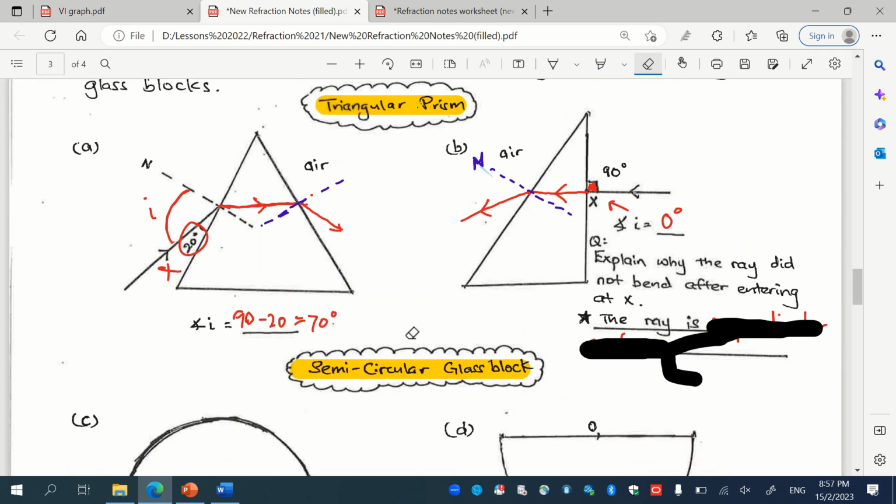Explain why the ray did not bend after entering X. Why didn't it bend at this part? Why did it go straight in? Because the ray is perpendicular to the surface. Or you can say angle I is equal to 0 degrees. Either one of the answers is acceptable.